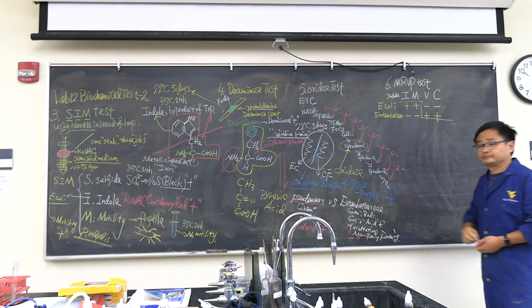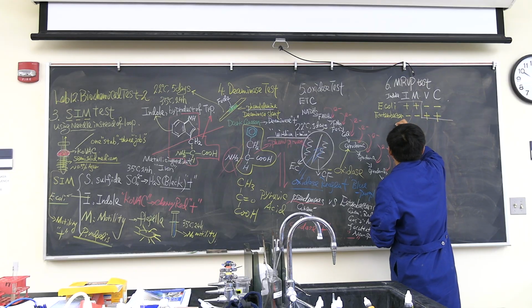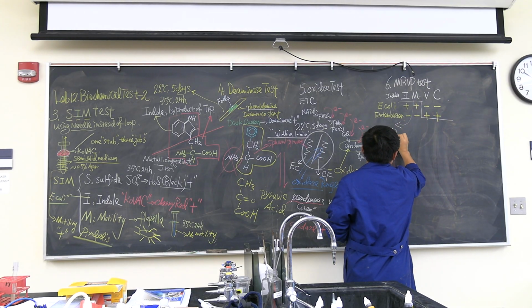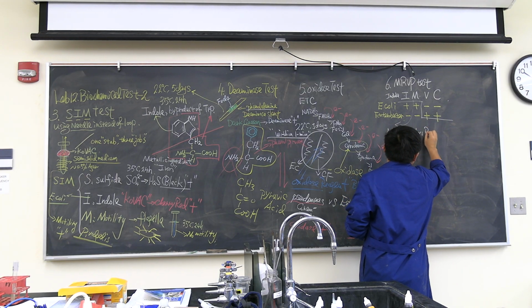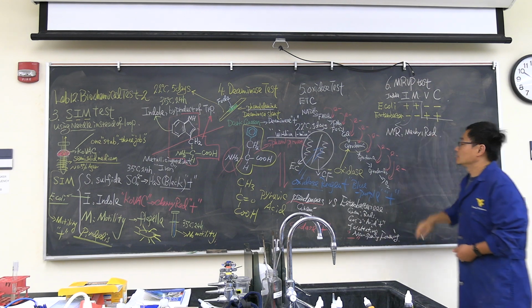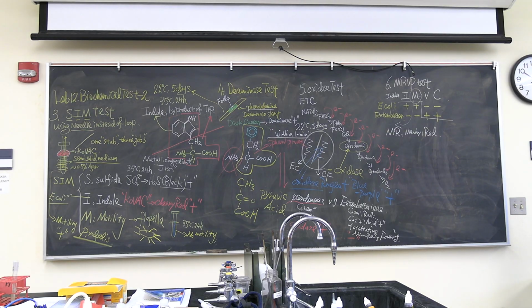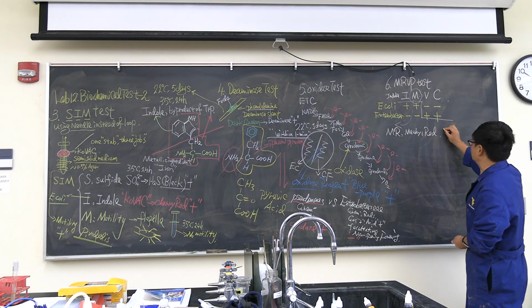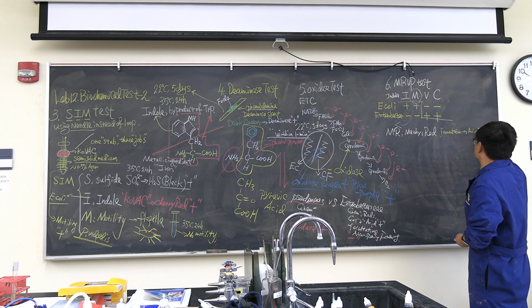What is M? This is a very confusing one. This M here refers to MR, methyl red. This M here is not motility. That is methyl red. What is the methyl red test? The methyl red test is used to test whether the fermentation process created acid products.